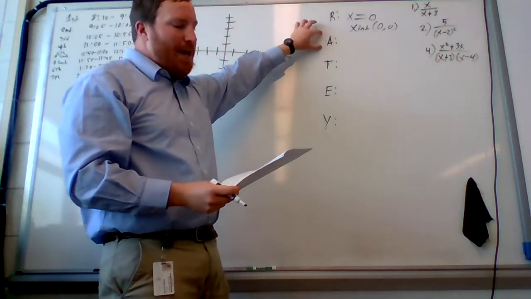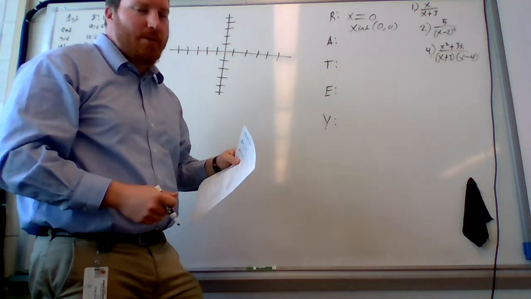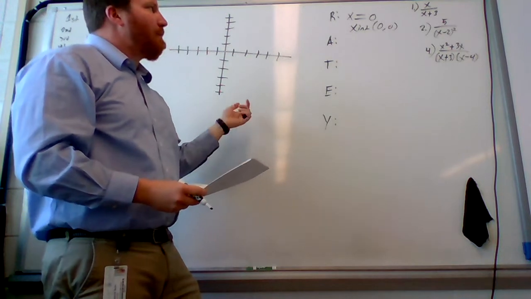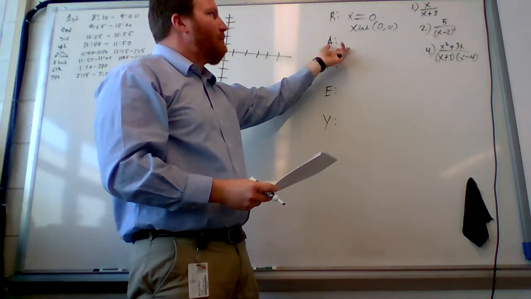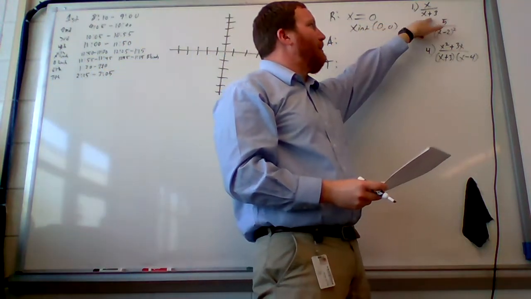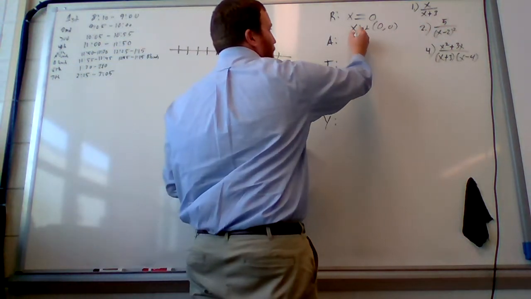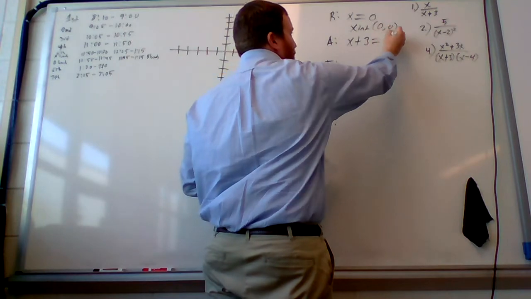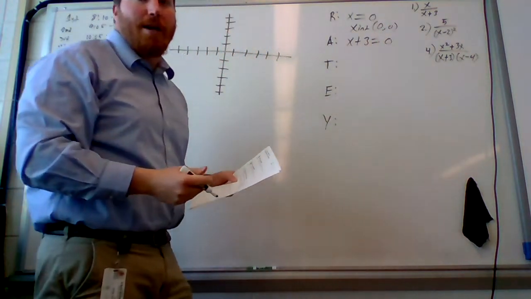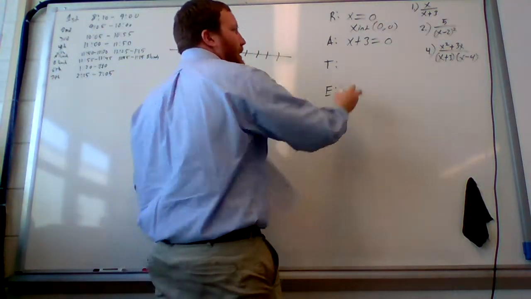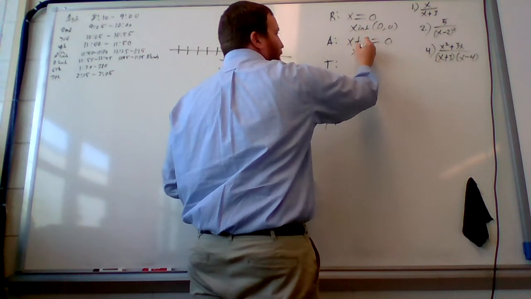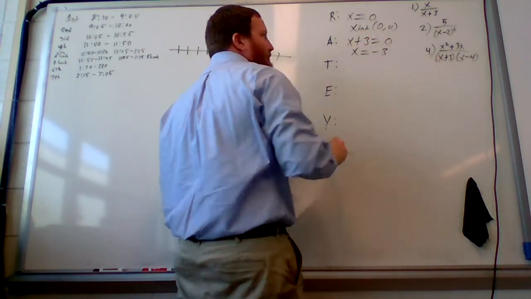When we're talking about the A for RATEY, that's our vertical asymptotes. The way we find our vertical asymptotes is we take the denominator from our equation. In this case, we have x plus 3, and we want to set it equal to 0 and then solve for that x value. So when we solve for x, we subtract 3 over, and we get x equals -3.